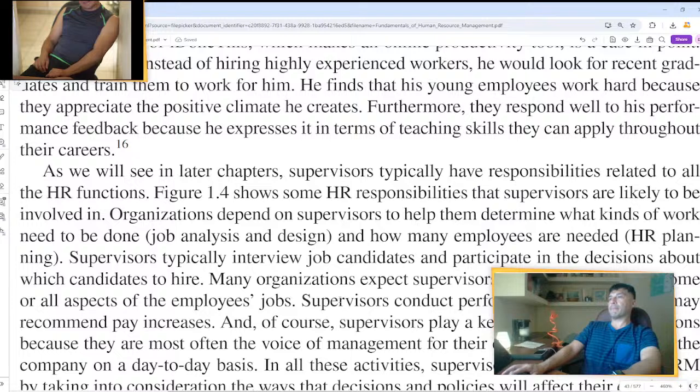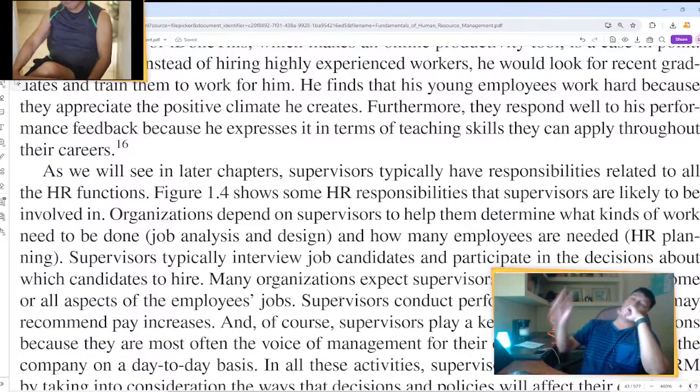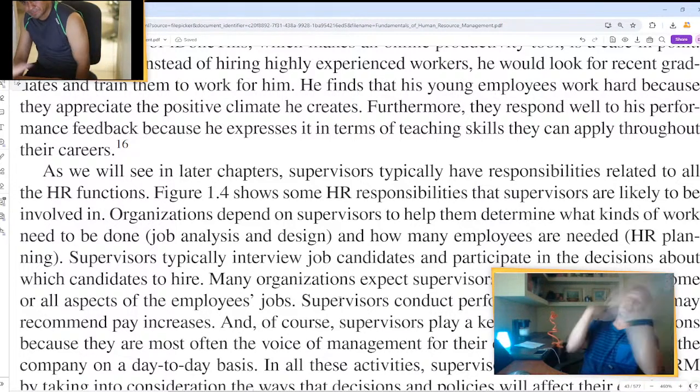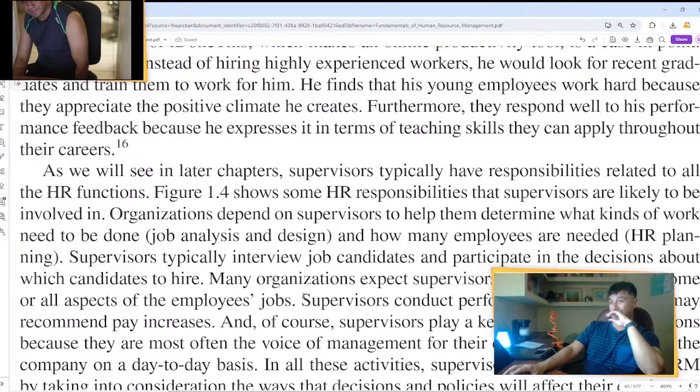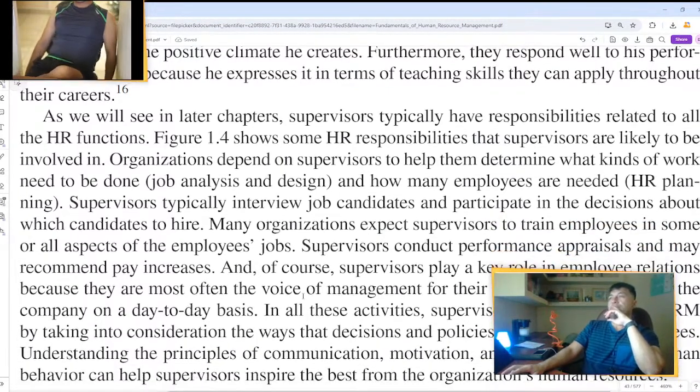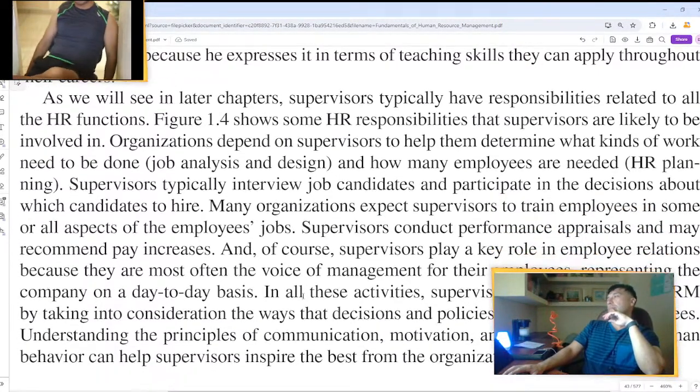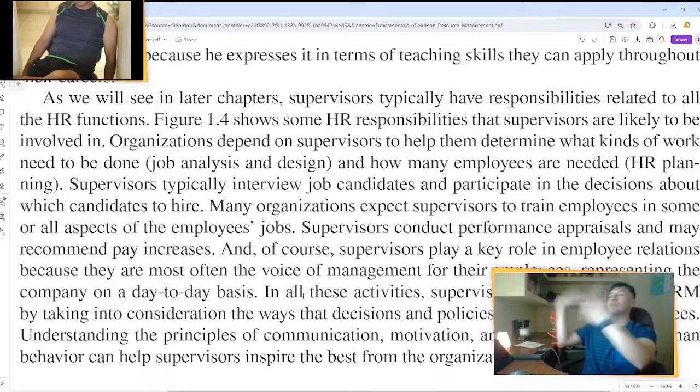Supervisors typically interview job candidates and participate in decisions about which candidates to hire. They do that in the recruitment system, and then they say, "You have an interview with the supervisor next." Many organizations expect supervisors to train employees, in some or all aspects of the employee's jobs.